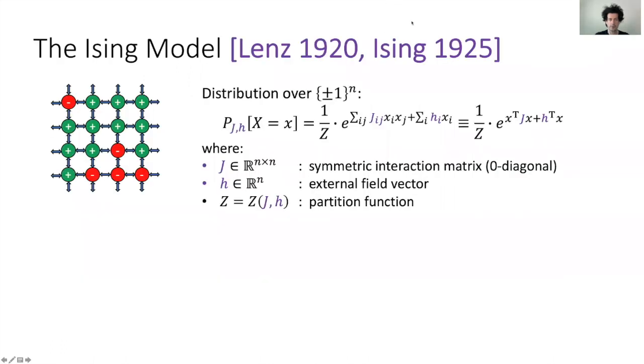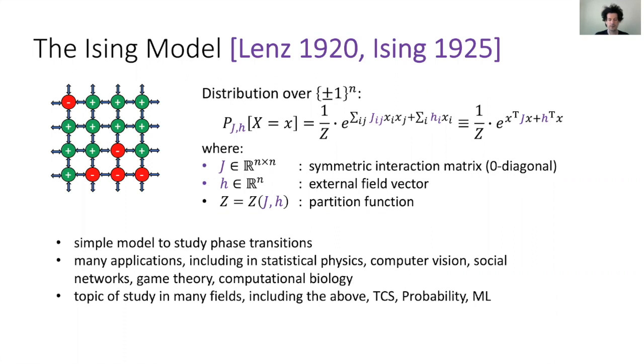The Ising model specifies a distribution over the n-dimensional hypercube whose log density is a bilinear function of the underlying variables. The bilinear function is determined by a symmetric interaction matrix with a zero diagonal and a vector of external fields. It was proposed as a simple model to study phase transitions in materials and has found many applications in statistical physics, computer vision, social network analysis, game theory, computational biology, and many other fields.